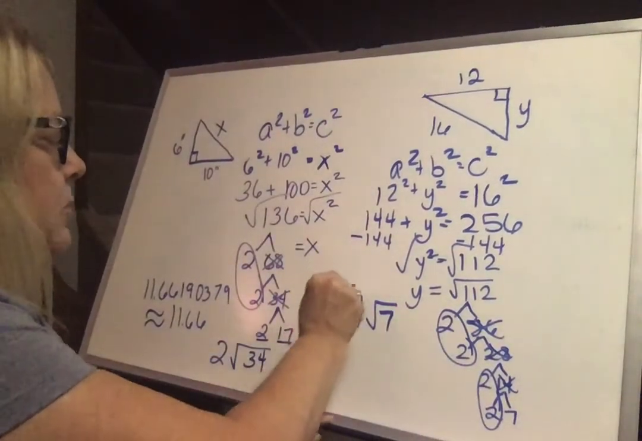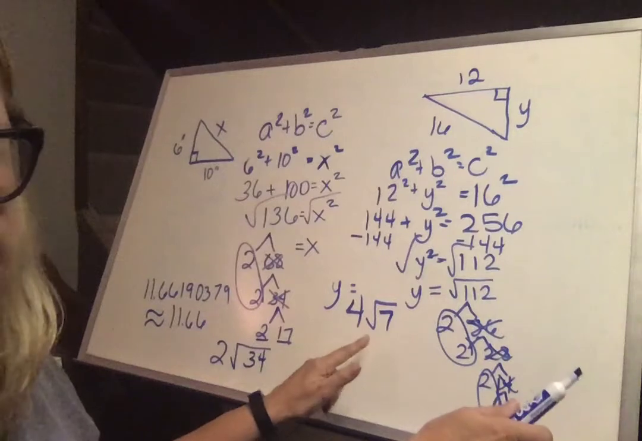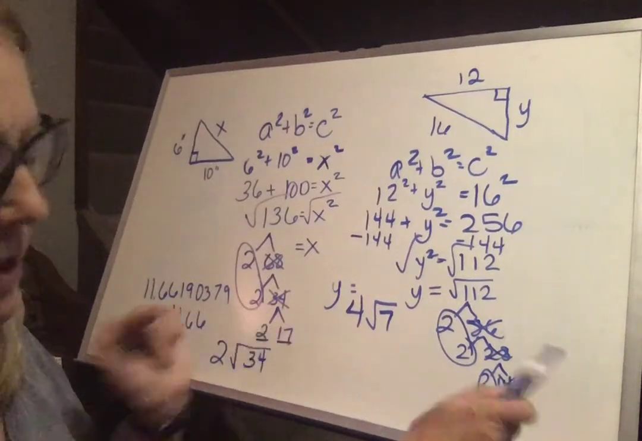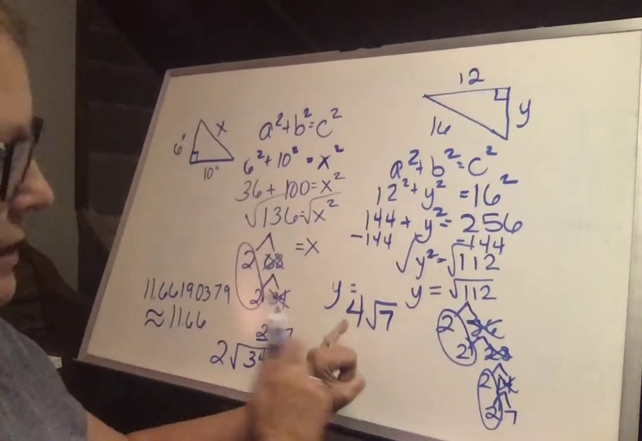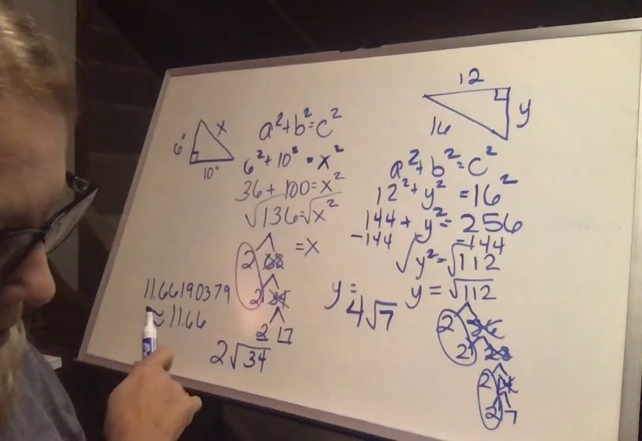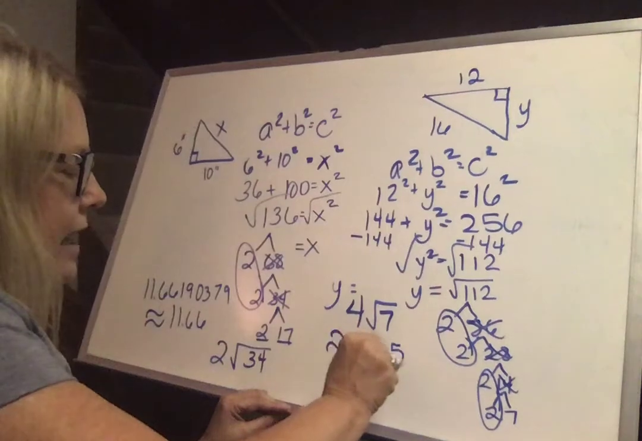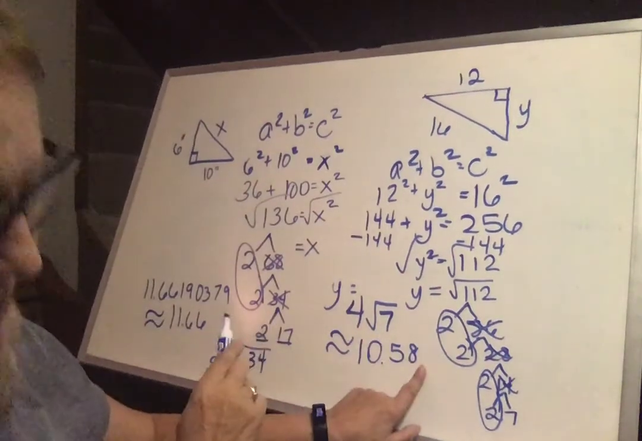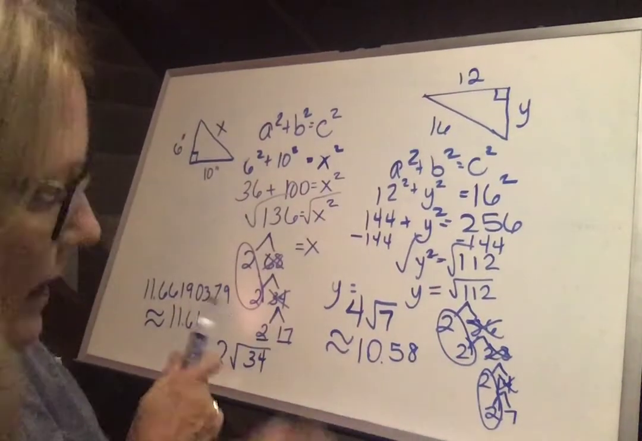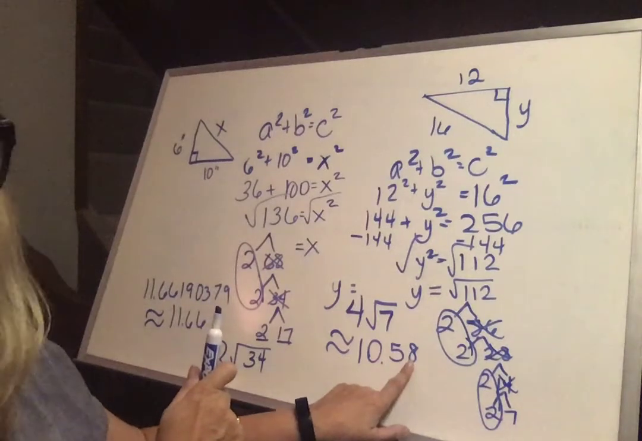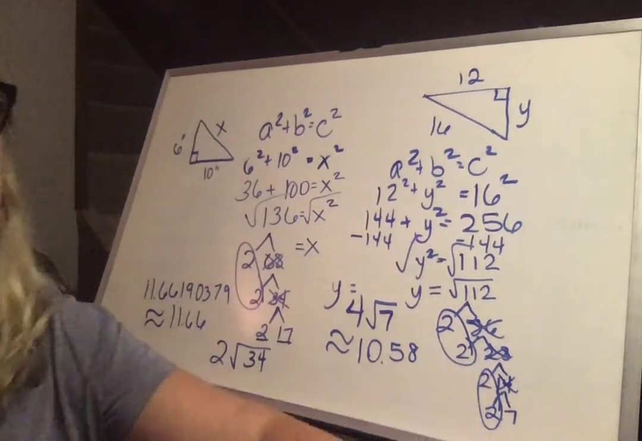So y equals 4 square root of 7 in exact form, or put in a calculator, 4 times square root of 7 gives you approximately 10.58. Next digit was a 3. 3, you leave that alone, so 10.58. There's 2 good examples.